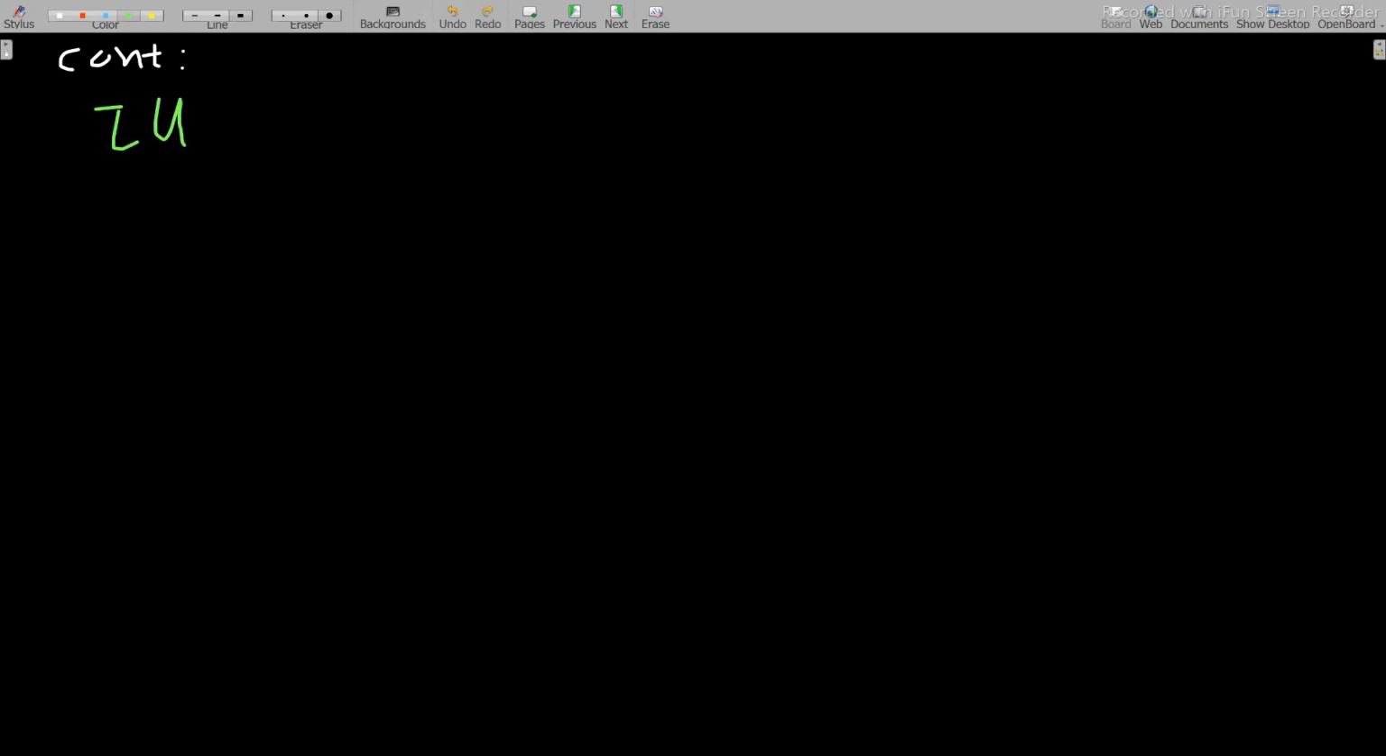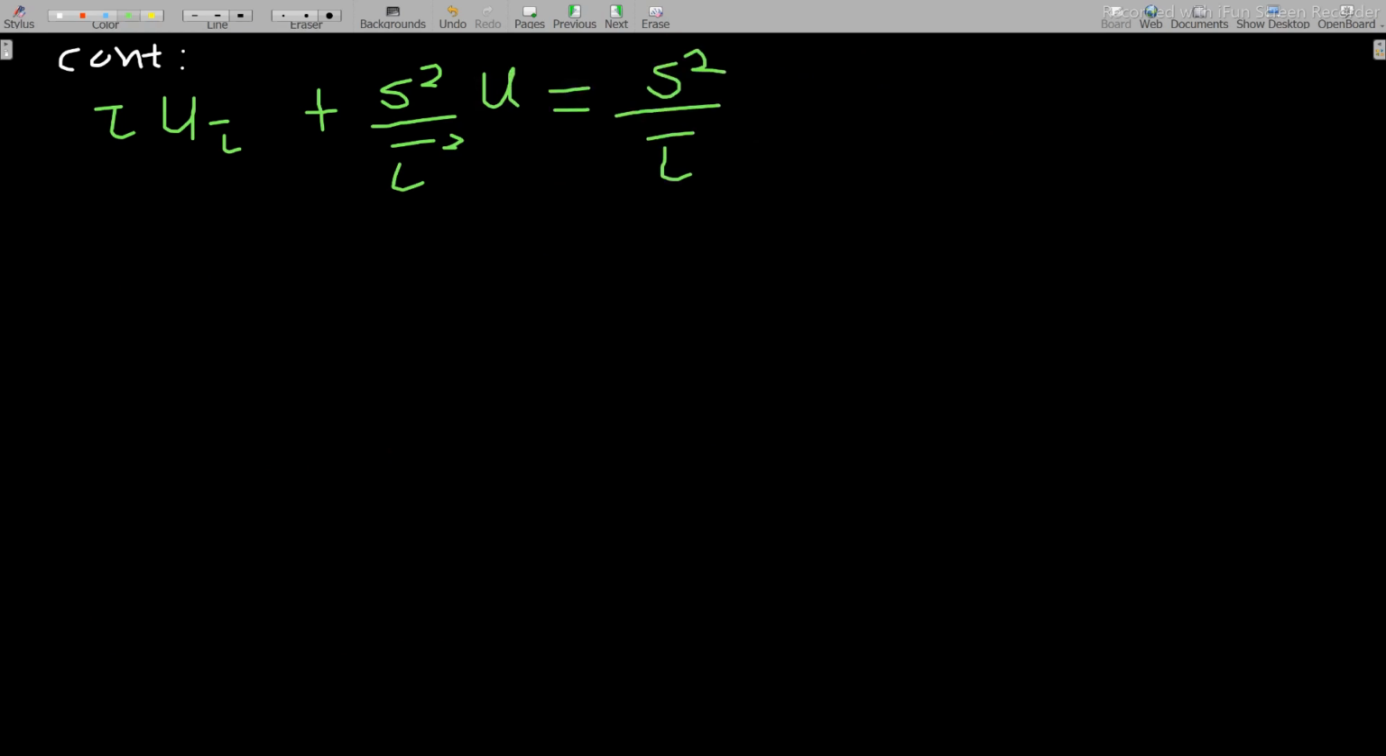Okay, let me write it as u_tau plus s squared over tau squared u, and this is equal to s squared over tau squared. Now to solve this, we said you have to separate this into homogeneous and non-homogeneous. So the homogeneous part is this: tau u_tau plus s squared over tau squared u is equal to 0. This is the homogeneous part. I solve this and I'm done for the homogeneous.